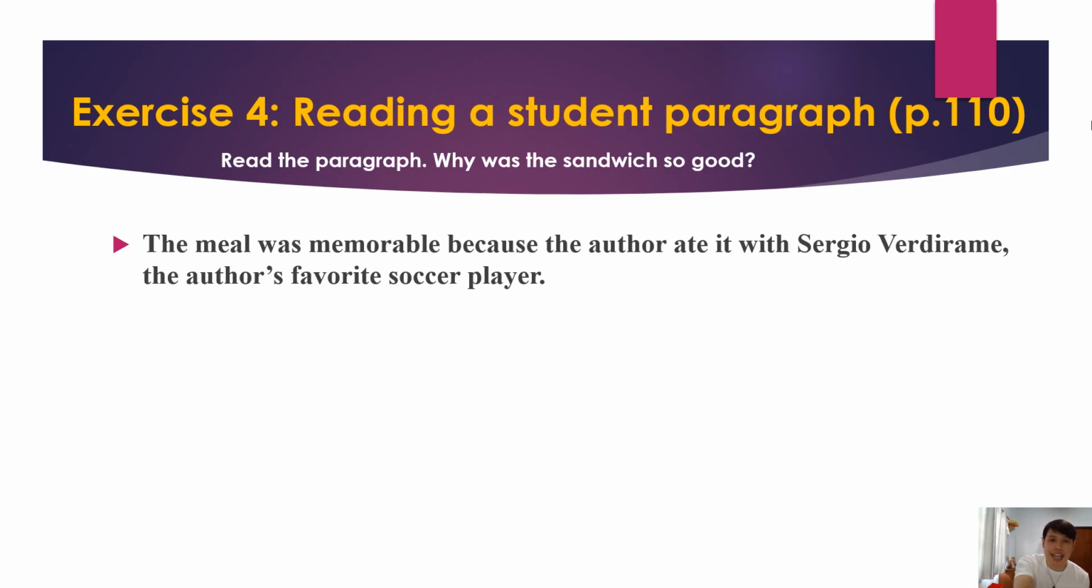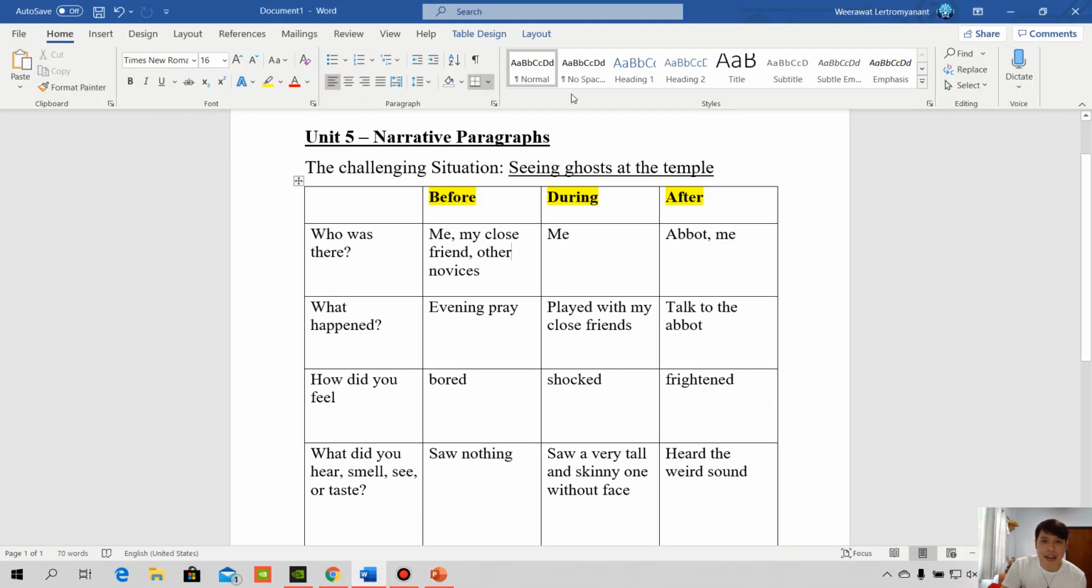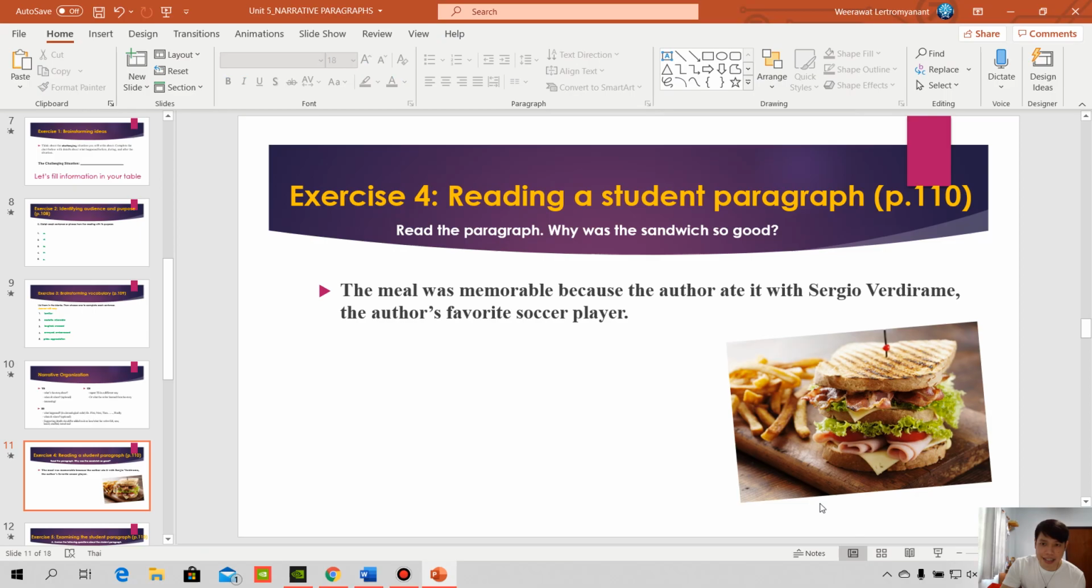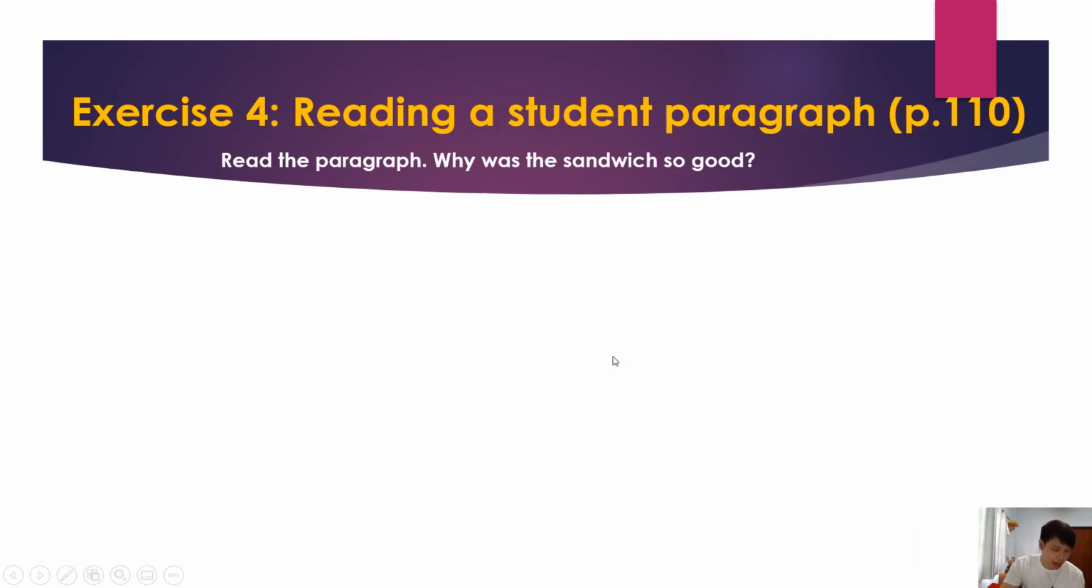So you can see that this paragraph has this kind of information, and then they just add it in the paragraph. Also look at their concluding sentence. It is a comment from the writer, an opinion. Look at it: "That was the most delicious sandwich" is his opinion. Others might not think it is the most delicious sandwich. "That was the most delicious sandwich I ever ate because I was eating it with my hero." This is their conclusion.